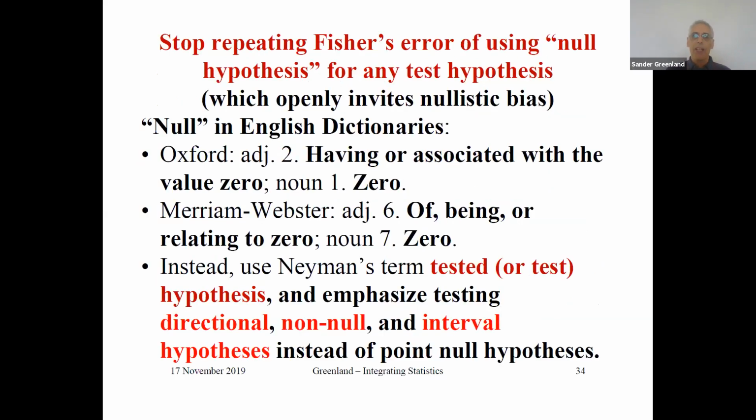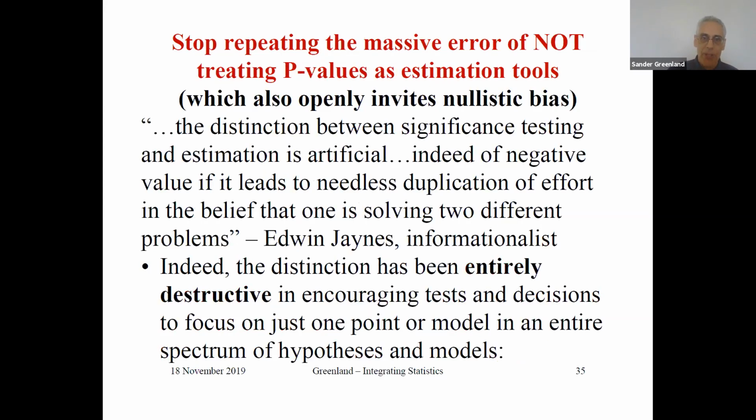Stop repeating Fisher's error of using null hypothesis for any test hypothesis, which openly invites nullistic bias. That contradicts the meaning of null in every credible English dictionary I've seen, the Oxford Dictionary, Merriam-Webster. They all say null has to do with the value 0. Instead, use Neyman's term. Neyman recognized the problem, and he used the term tested or test hypothesis and emphasized testing directional hypotheses, non-null hypotheses, and interval hypotheses instead of point null hypotheses.